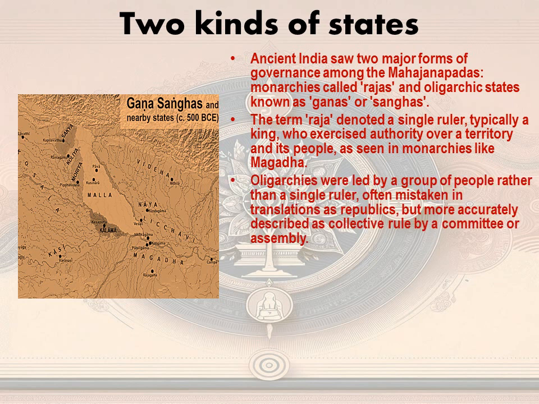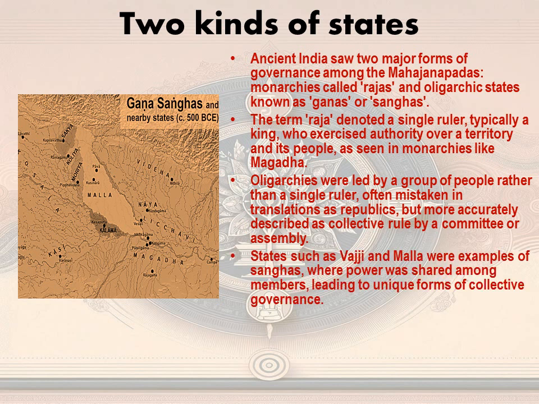Oligarchies were led by a group of people rather than a single ruler, often mistaken in translations as republics but more accurately described as collective rule by a committee or an assembly. So there was a group of people, an assembly, which governed their state. Mistakenly it has been translated as republics, but that is not the fact. Here a committee of people ruled over the state.